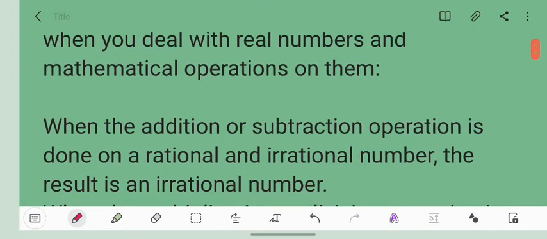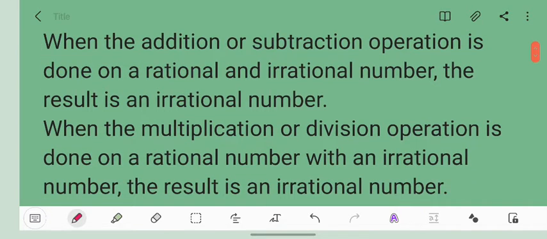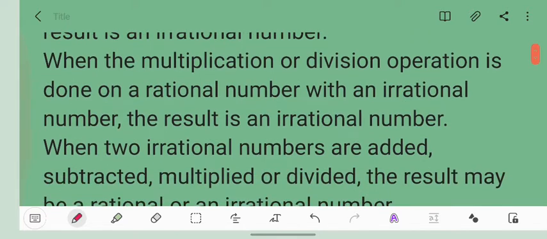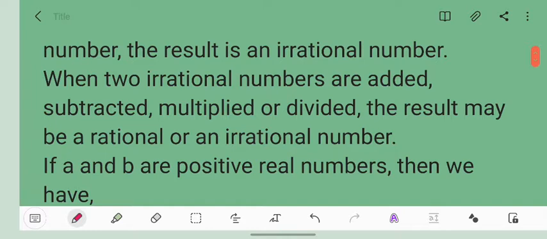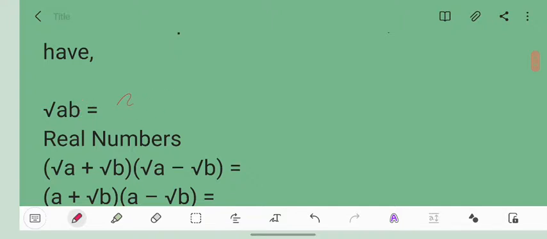Mathematical operations means the addition, subtraction, multiplication, and division of two real numbers. So when the addition or subtraction operation is done on a rational and irrational number, the result is an irrational number. When the multiplication or division operation is done on a rational number with an irrational number, the result is an irrational number. And when two irrational numbers are added, subtracted, multiplied, or divided, the result may be a rational or an irrational number. If a and b are positive real numbers, then we have the square root of ab, which can be written as the square root of a multiplied by the square root of b.